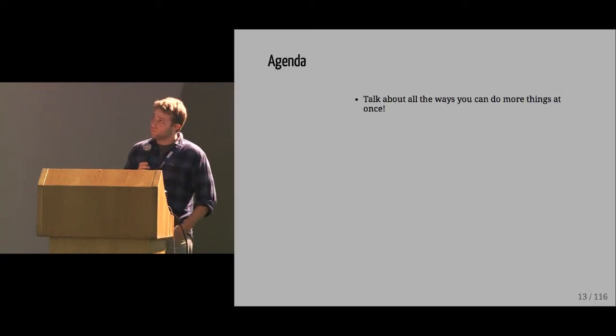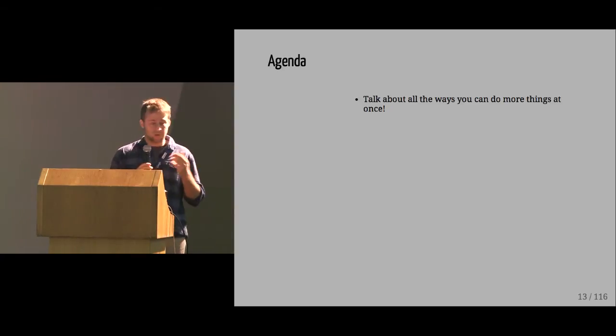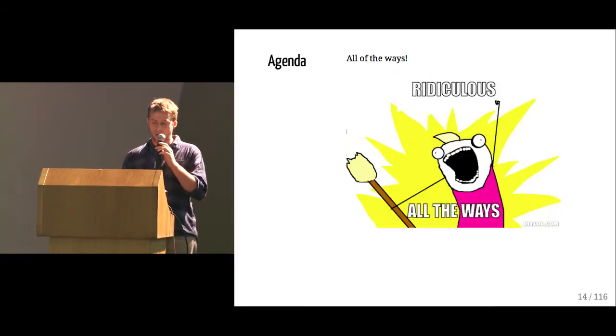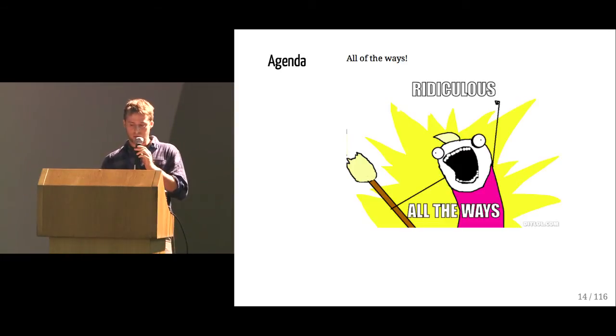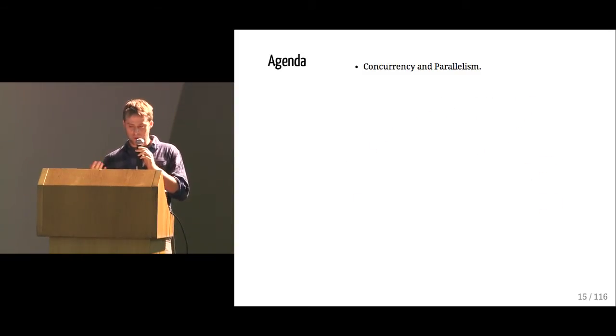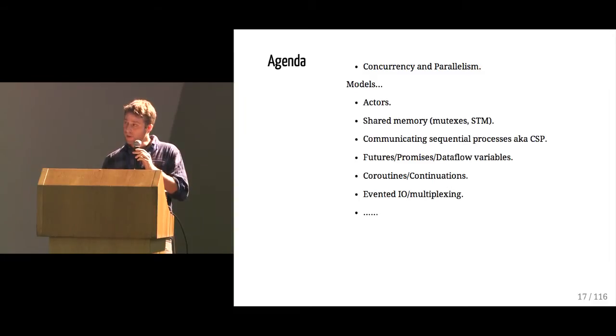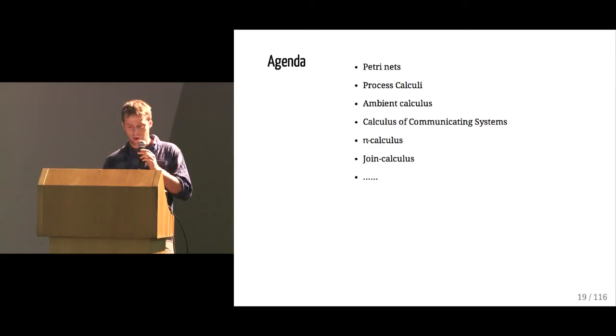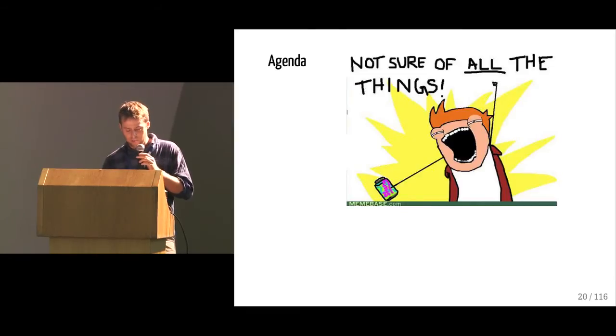When I was invited to come here, I decided I'm going to talk about all the ways you can do more things, to accomplish this goal. So I'm going to map them all out. I decided to talk about concurrency and parallelism because apparently they're different. I kept looking into it, and I realized there's a ton of models, and a ton of calculus and mathematical models, and it just keeps going and going. So I decided maybe I'm not going to talk about everything in depth.